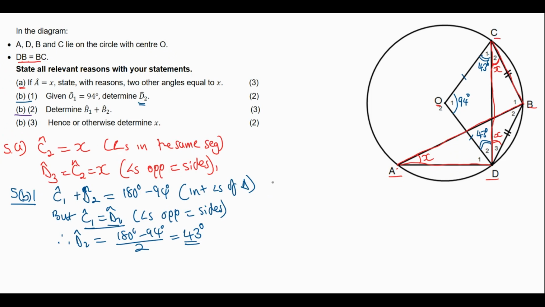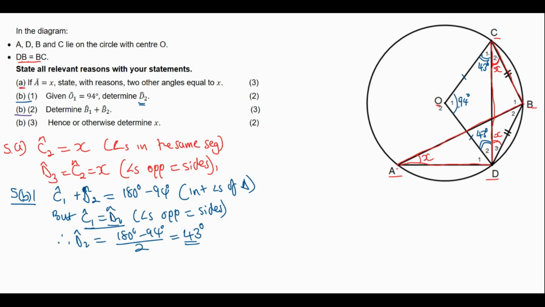Right, we found that if angle A is equal to x, angle C2 is equal to x also because angle A and angle C2 are angles in the same segment. And then if C2 is equal to x, then D3 is also equal to x because these are angles opposite equal sides. BC is equal to DB, right?